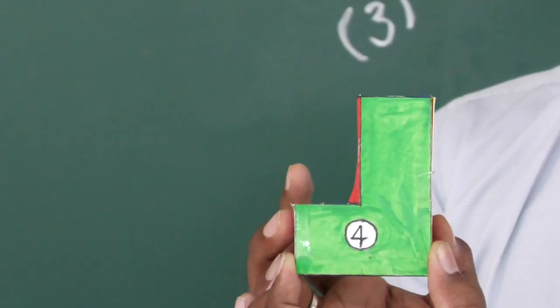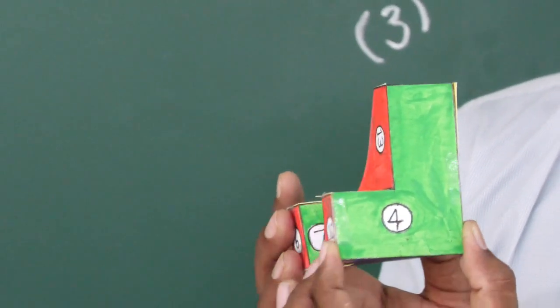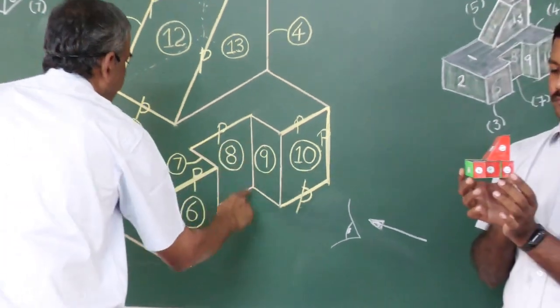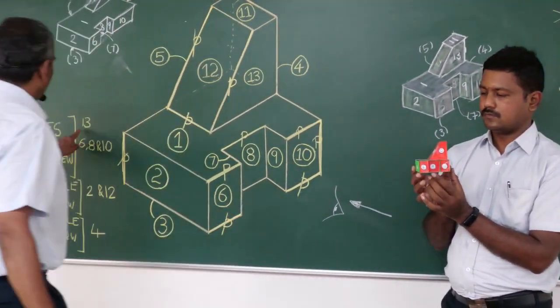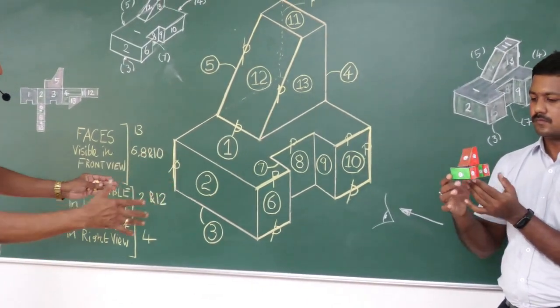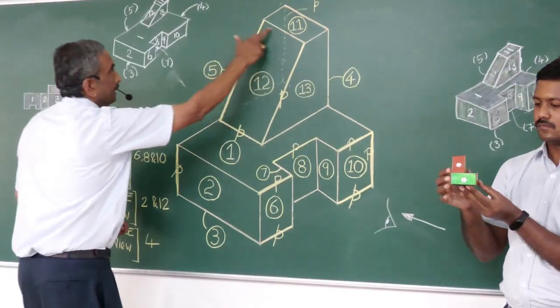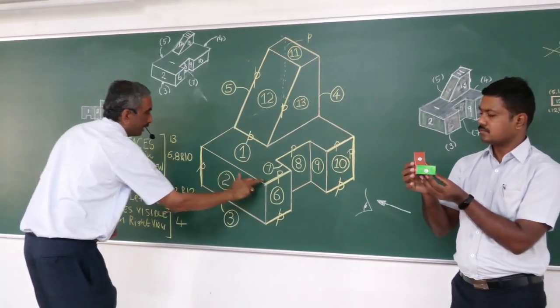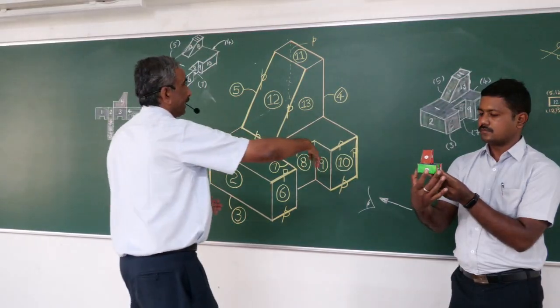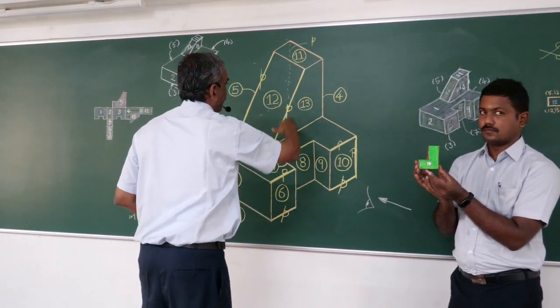So we have seen three views. Faces visible in the front: 13, 6, 8 and 10. Then we went to the left side. We have seen face 12 as well as 2, that is 2 and 12. Then we went to the right side. We have seen the face 4.